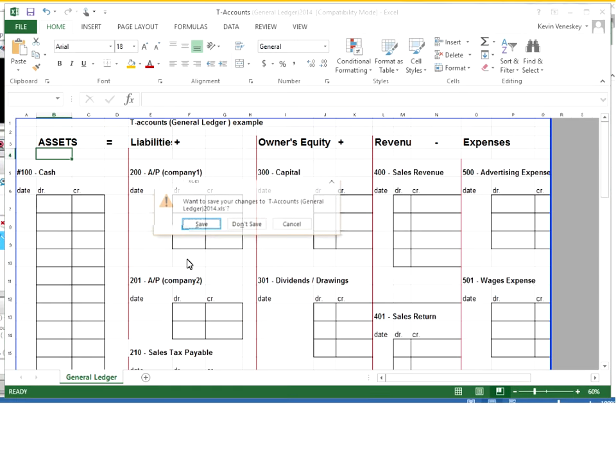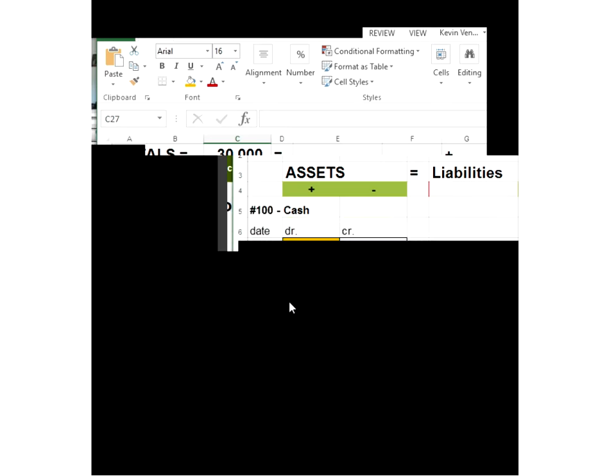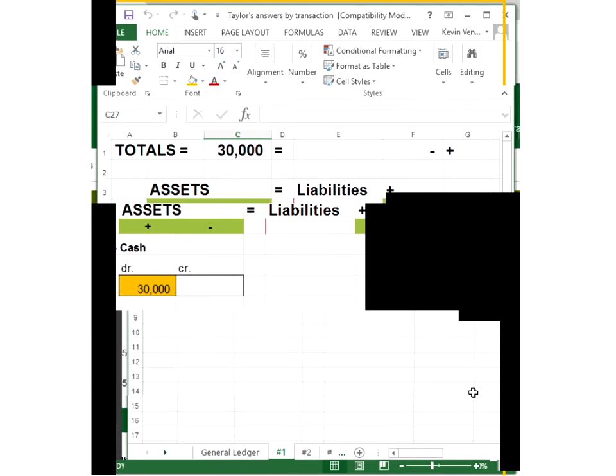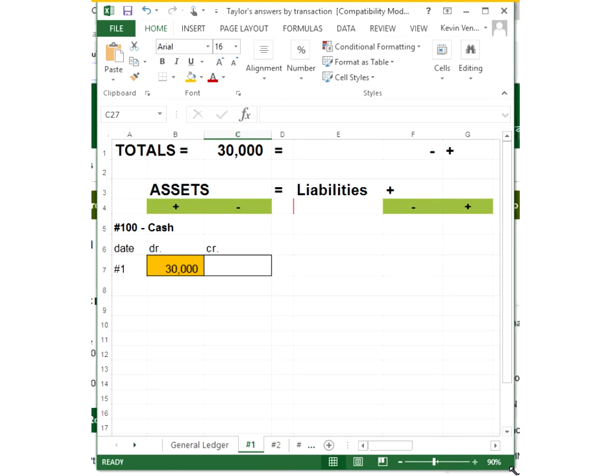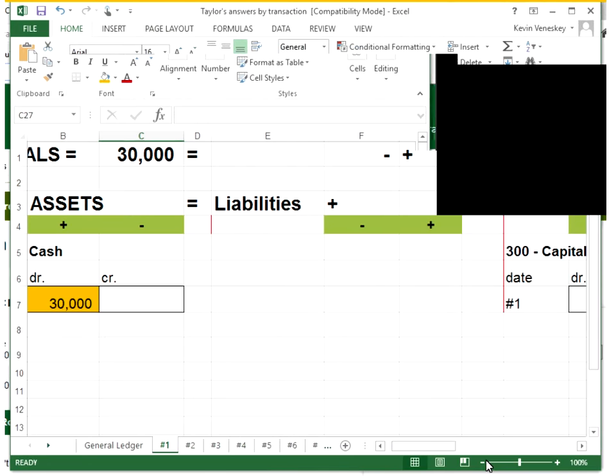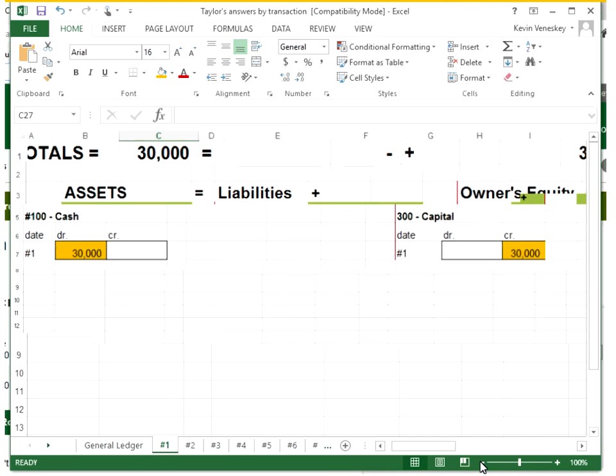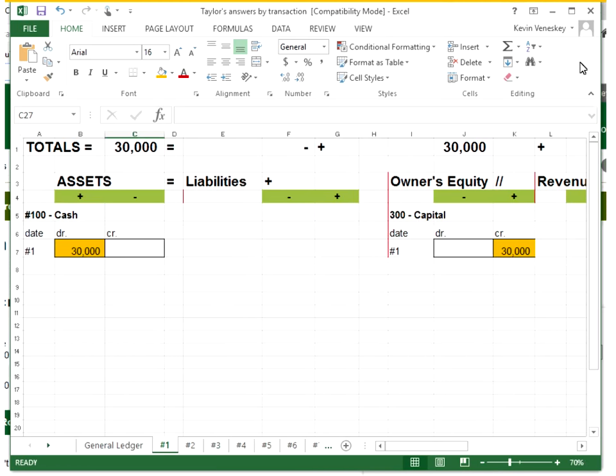Okay, so I'm going to pull up now the answers and go through them one at a time to this Taylor's transaction. So the first one, it told us Taylor invested, let's scroll down a little, there we go. Taylor invested $30,000 into her business. All right, so we need to begin to journalize this. And the first question we ask is, what did the business get? Well, if Taylor invested money, the business got money. And in accounting, we call that cash.